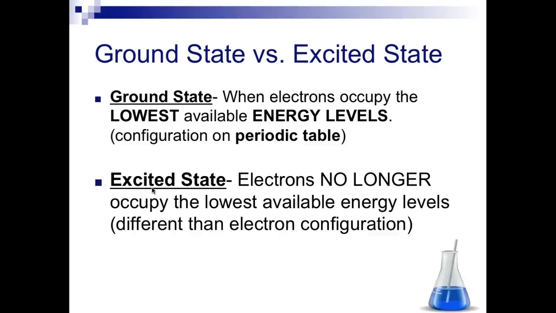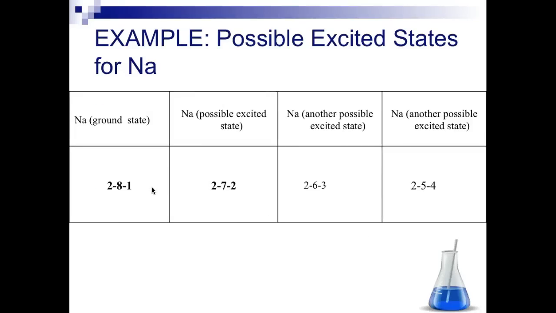and grounded. So let's look at some possible excited states for sodium. On your periodic table, if sodium's electrons were in all of the rings in the Bohr diagram that they were supposed to be, it would have a ground state configuration of 2-8-1. An excited state for sodium would be 2-7-2. Another possible excited state would be 2-6-3 or 2-5-4. They all have 11 electrons in them. 2 plus 8 plus 1 is 11, 2 plus 7 plus 2 is 11, 2 plus 6 plus 3 is 11, and 2 plus 5 plus 4 is 11.